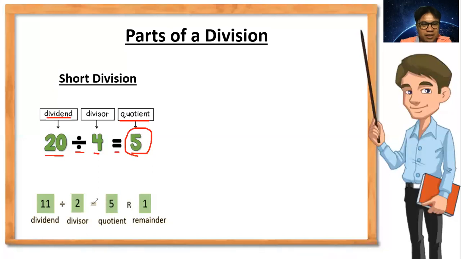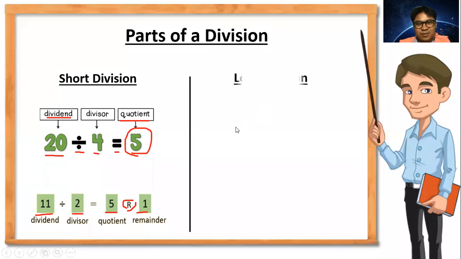So if there is a remainder, division with remainder, still this is the dividend, the divisor, and the quotient. And then you can see here the R stands for remainder. So 11 divided by 2 equals 5, remainder 1. That is in short division method.